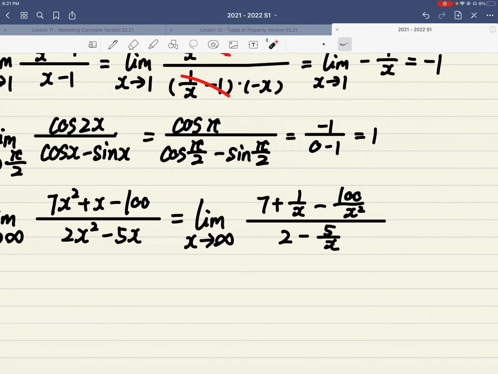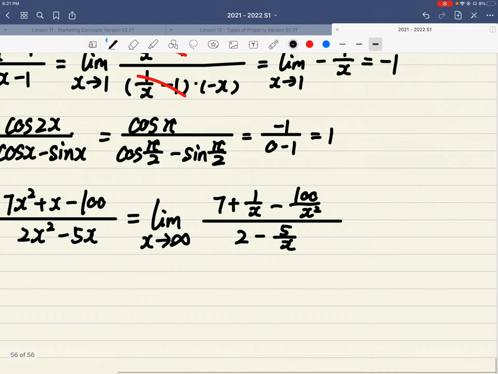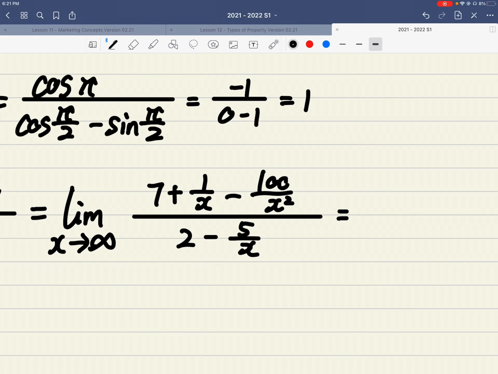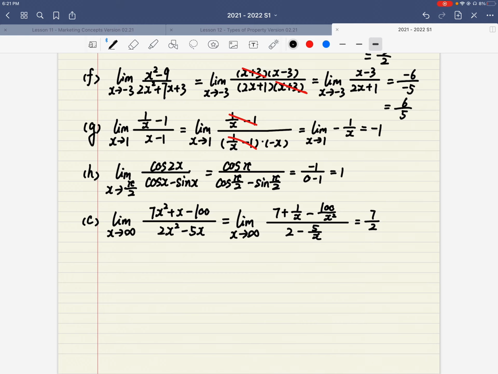Okay, then when x is approaching infinity, this part is 0. So the result is 7 over 2.